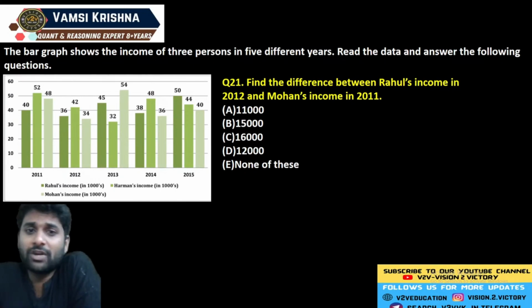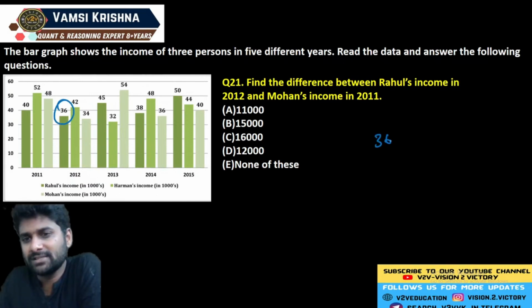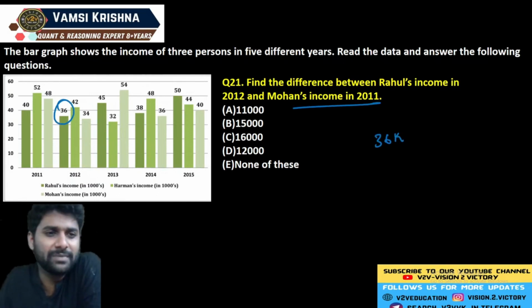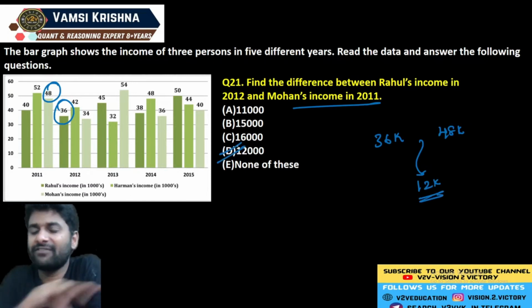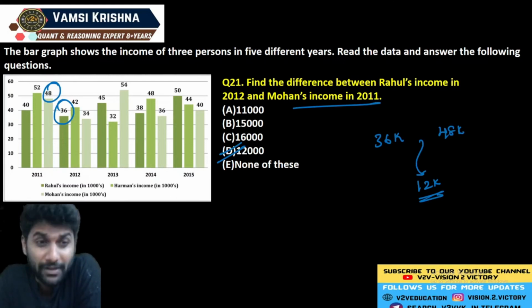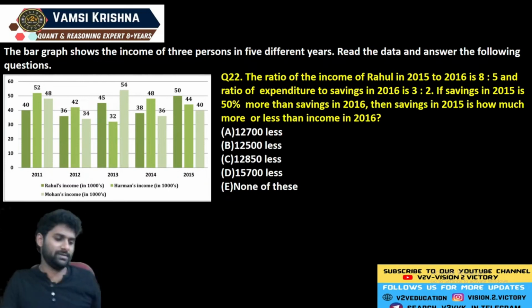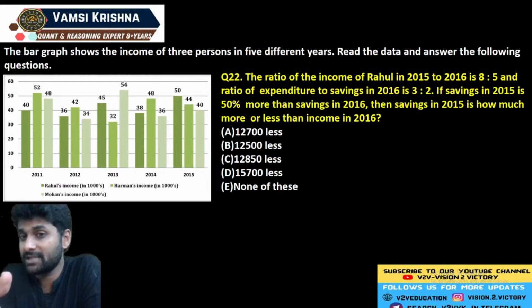Now, find the difference between Rahul's income in 2012. So, Rahul's income in 2012 is 36,000. Mohan's income in 2011, 48K. What is the difference here? 12K. It's a simple question, guys. You can get this option within 5 seconds. Then see, for these kind of questions, if you observe carefully, you can save your time. Now, this question, try to understand. See, guys, if you're unable to understand this question, definitely you are wasting your time in this question, guys. Try to read that information carefully.